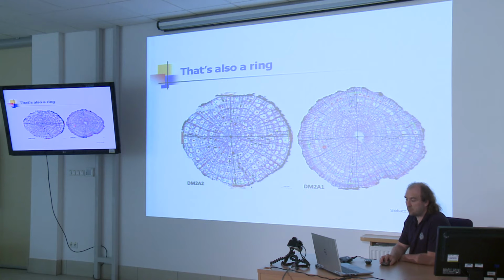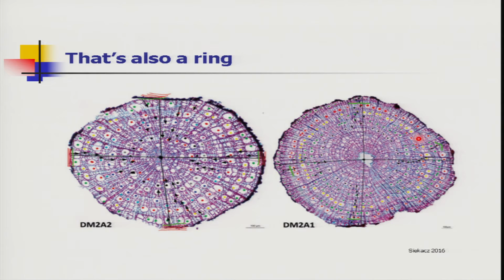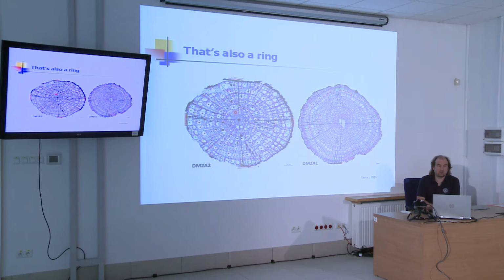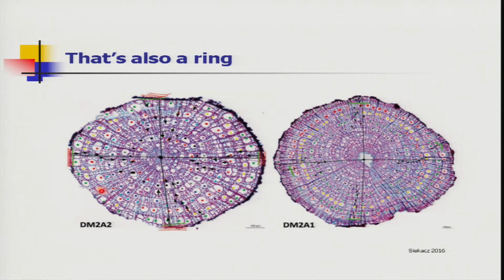But when you look closer, you see that these color indications do not appear on the whole girth or circumference of the plant. Plants don't produce wood on the whole circumference because they don't have enough resources for it. They produce so-called partial rings.